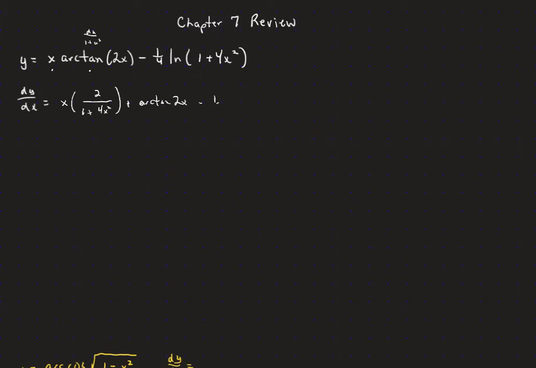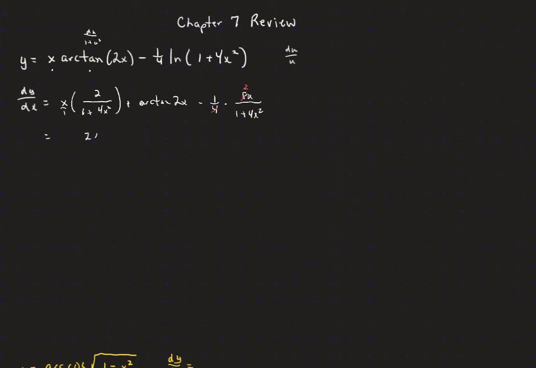So we have a constant 1 minus 1/4 times, now the derivative of a natural log u is going to be, remember, du over u. So du is going to be the derivative of 1 plus 4x squared, which is 8x. And then the u is going to be that 1 plus 4x squared. So we can see that we're going to get some cancellation here. And we can multiply numerator and denominator here.